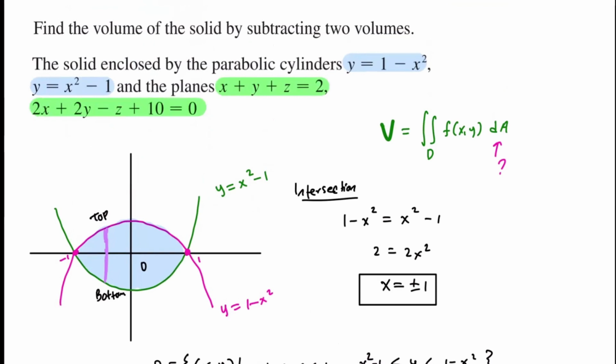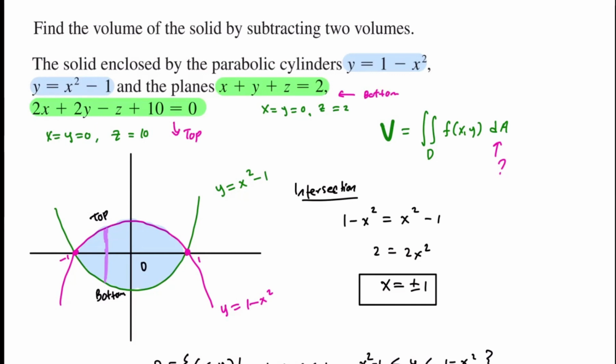Now, to know which one is on top and which one is on the bottom, you can find some points on the surface. For example, if I set x, y equal to 0, this surface gives me z equal to 2. For this surface, if I also set x, y equal to 0, here I will have z equal to 10. That means this one has to be on top. So this is going to be the top surface, and this will be the bottom surface. So we have a z top and a z bottom.